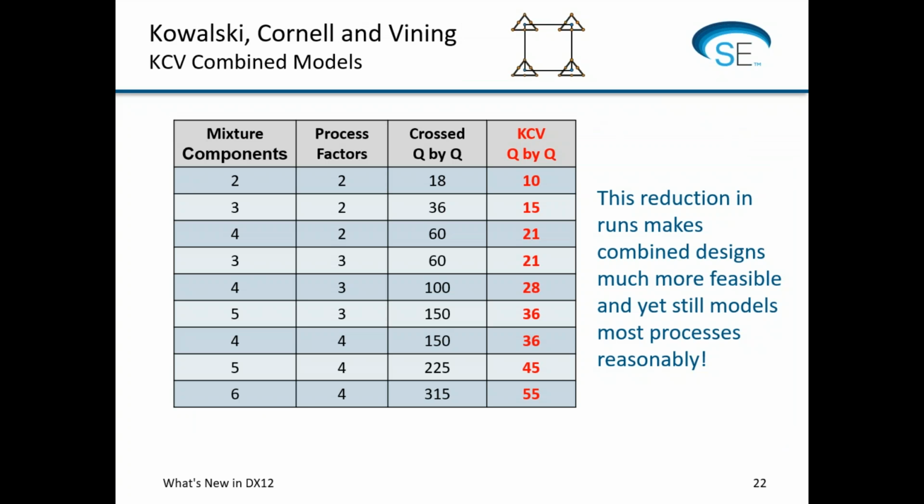I've made up a little chart here showing the number of runs reduction. As an example, if you have 4 mixture components combined with 2 process factors, the crossed quadratic by quadratic design would be 60 runs or 60 coefficients, whereas a KCV model would only be 21 coefficients. That is a reduction of 2/3, and yet we have empirically found by testing this that the modeling that we get from the KCV model does the job.